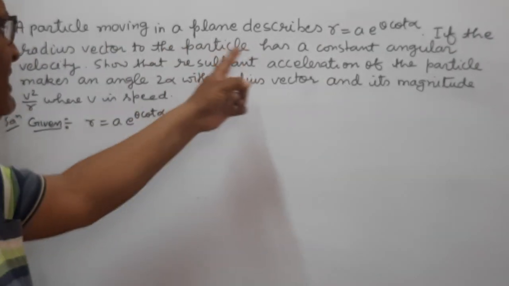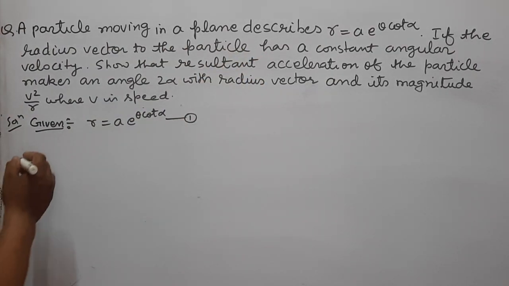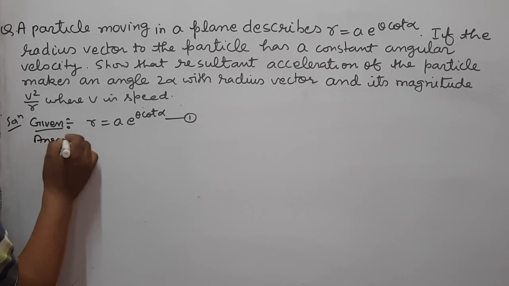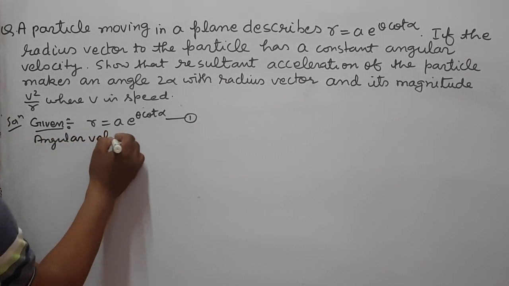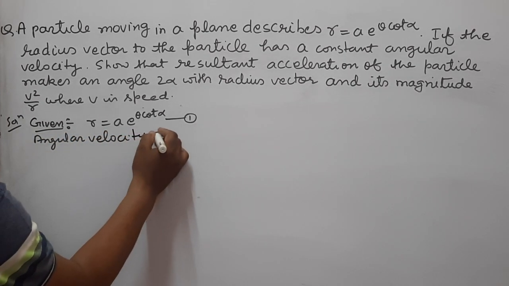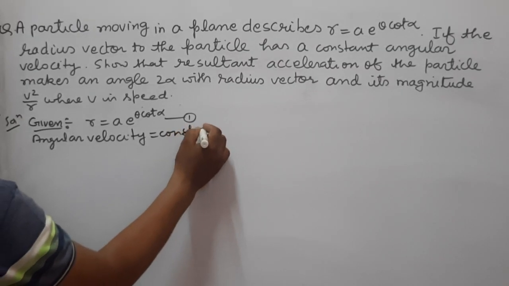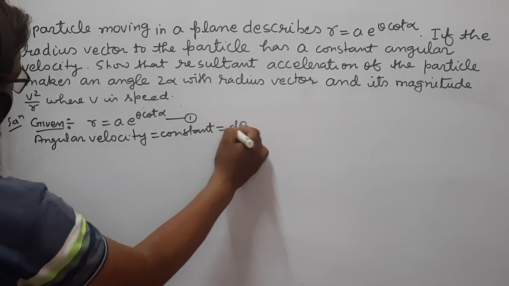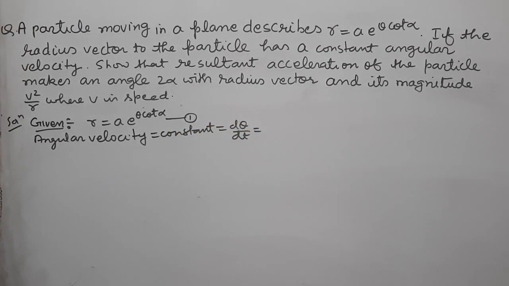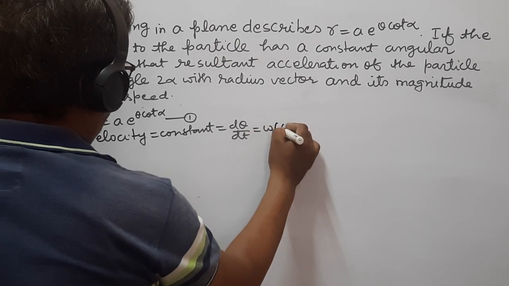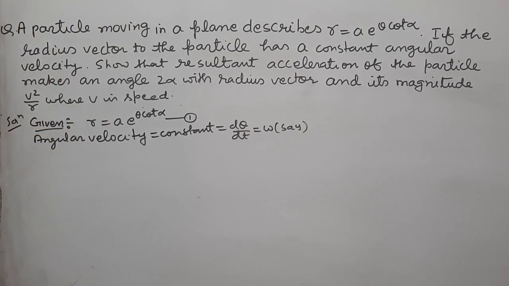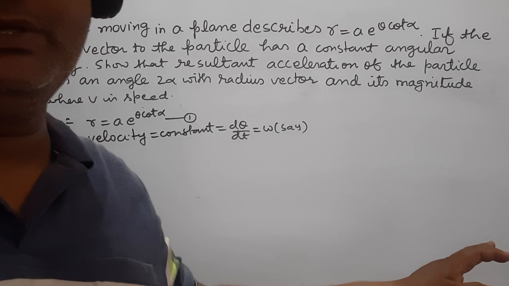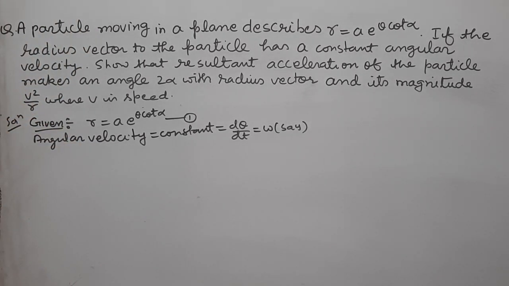Angular velocity of the particle is constant. So angular velocity is constant, and angular velocity we know that this is d theta upon dt. Suppose that d theta by dt is omega. This is the angular velocity. Here the angular velocity is given constant. We suppose that this constant is equal to omega.